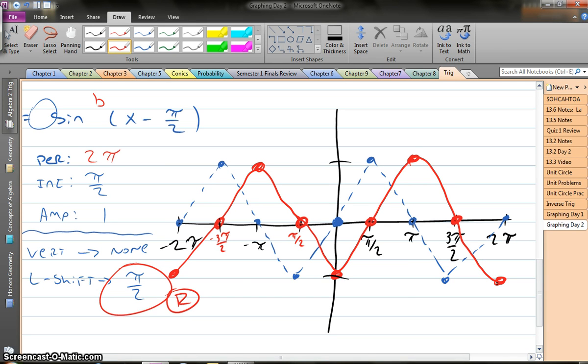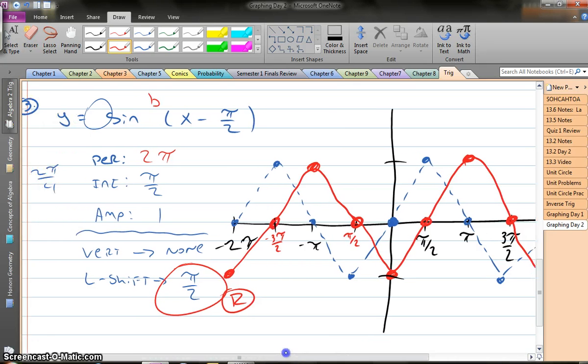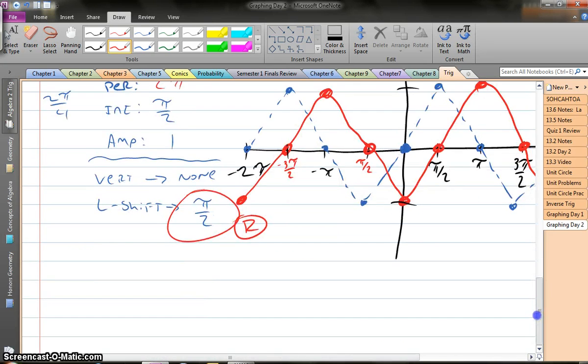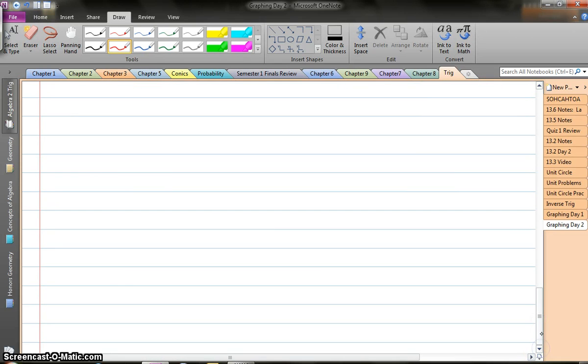Now, just like yesterday, except now we're shifting left and right versus up and down. All right, now, one more example. I'm going to start you off, and then you're going to finish it on your own. All right, so this is example 4.